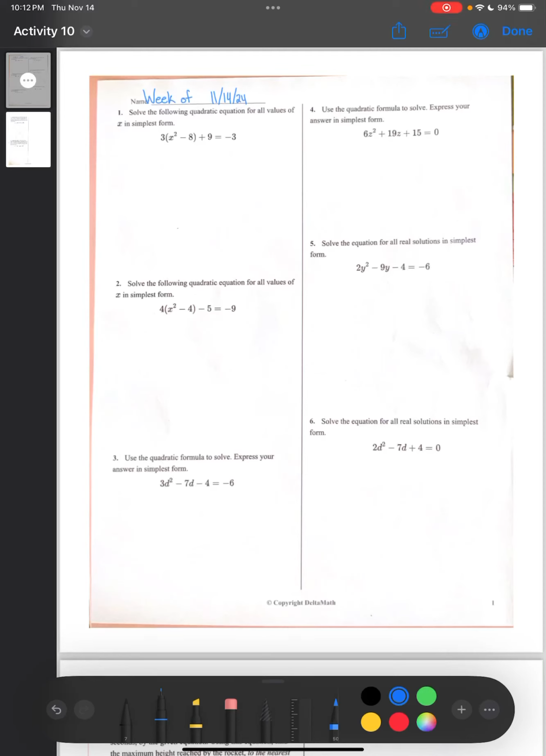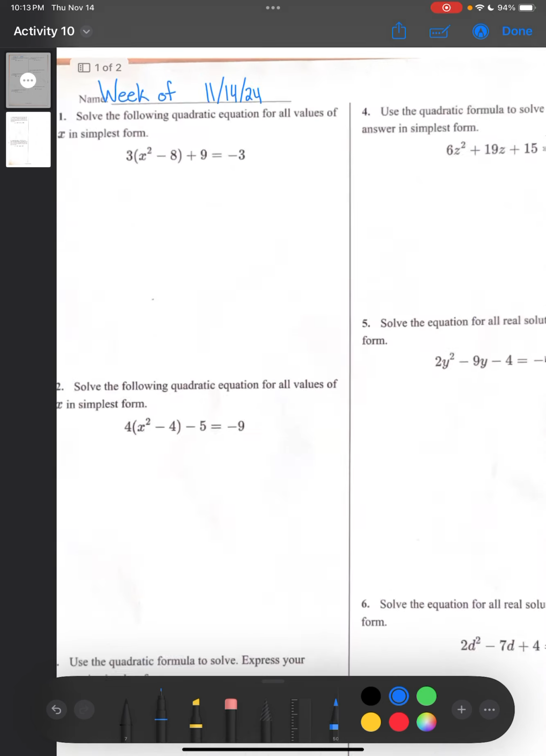The video for the activity of the week of November 14th. Again, I want to just say I might be skipping some steps when I simplify. This video is really for just showing you how to set it up, and then the answer you should get. If you are having any issues in the in-betweens or any steps that I skip, please just contact me.